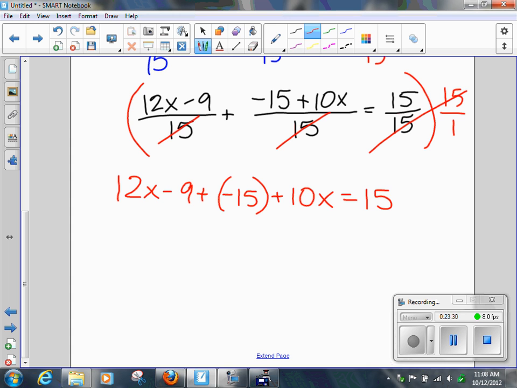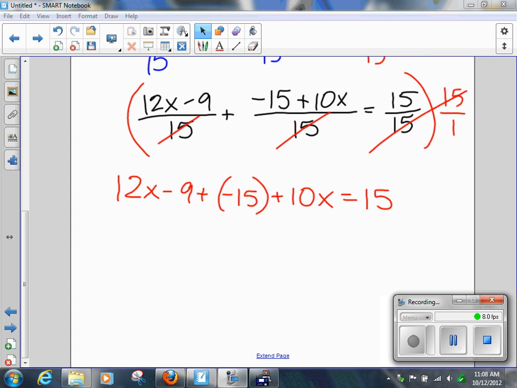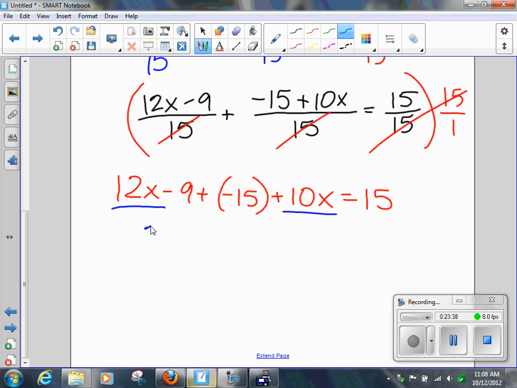Solve. You don't need me to talk you through this part, but I'm going to for the recording. Combine like terms. So 12x plus 10x is 22x. Negative 9 plus negative 15 is negative 24. Equals plain old 15. Right on.